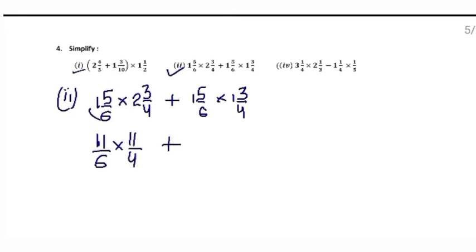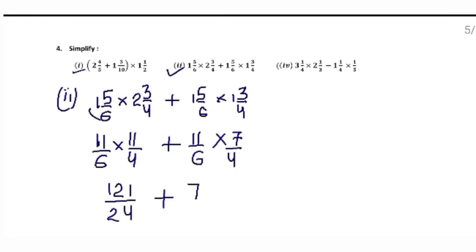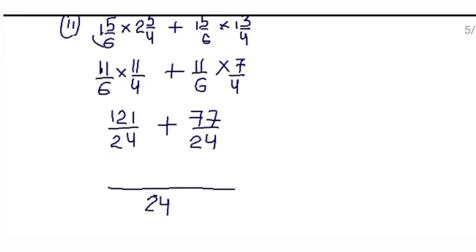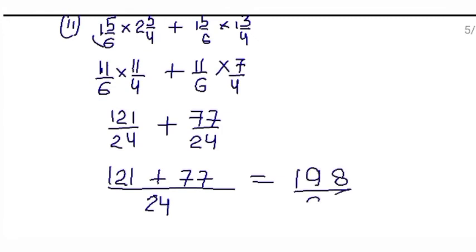Plus 6 ones are 6 plus 5, 11 upon 6. Multiply 4 ones are 4 plus 3, 7 upon 4. This is 121 upon 6 fours are 24, plus 11 sevens are 77 upon 6 fours are 24. Denominators are same, so you will write the denominator once and add the numerators. Add them. 77 plus 121 is 198 upon 24.